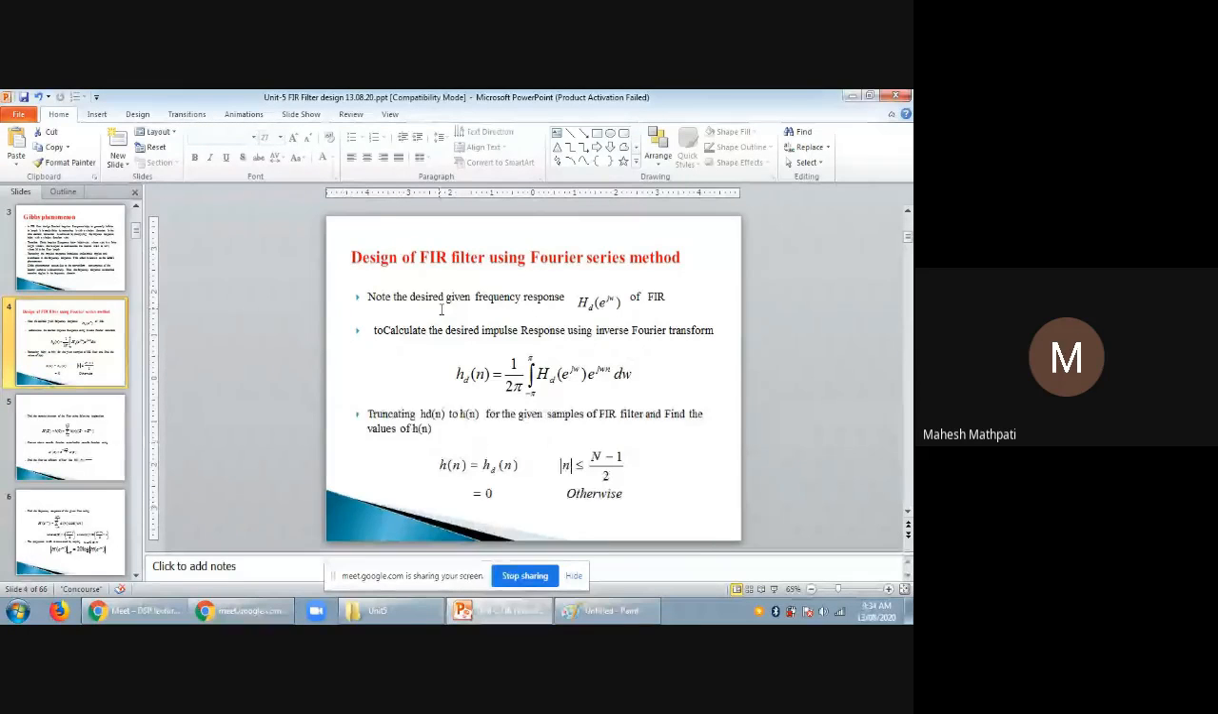What is the first step? We need to note down the value of Hd(e^jω). Then we calculate its impulse response using the formula hd(n) = 1/2π ∫ from -π to π of Hd(e^jω) e^jωn dω. As this is a non-causal and infinite signal, we need to convert it into a finite signal with the help of the truncating operation. We write h(n) = hd(n) for magnitude n less than or equal to (N-1)/2, and 0 otherwise. So we have converted the infinite sequence to a finite sequence, and it is still non-causal.